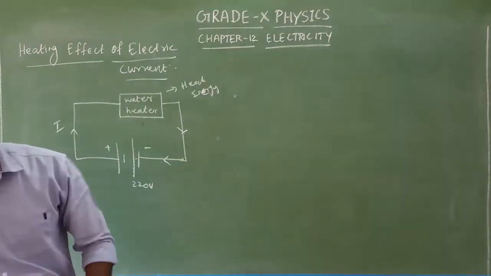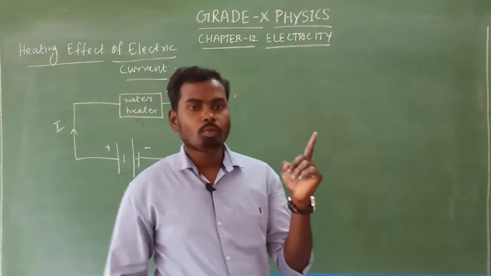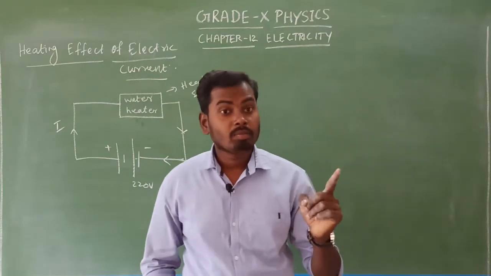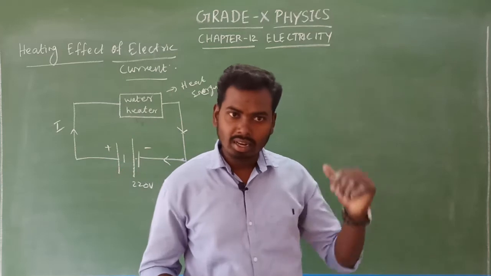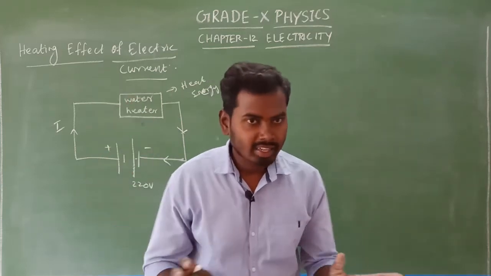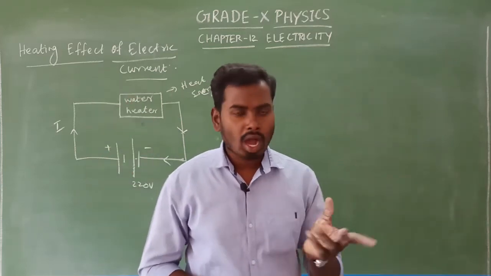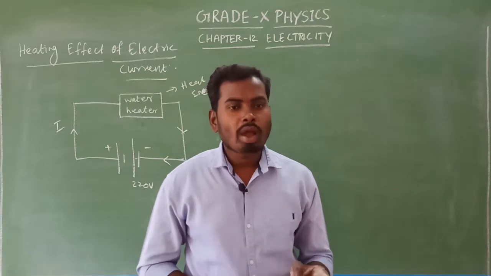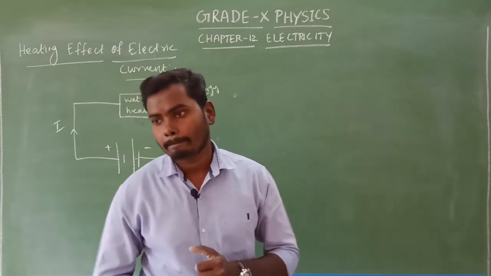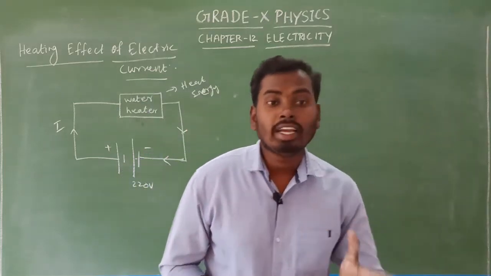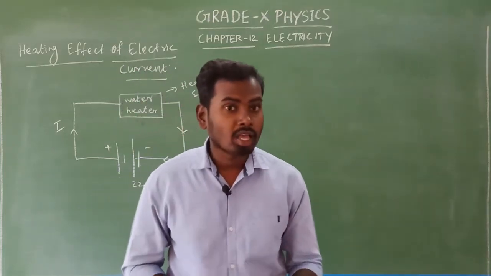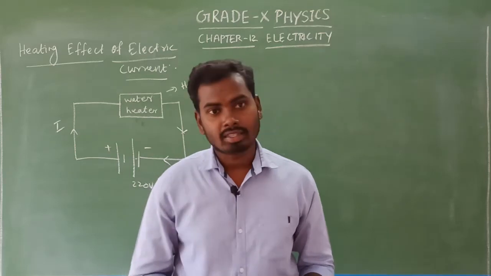So look at here. Already we know if the resistance is more, then the heat produced by the electrical appliance will be more. If the resistance is less, heat will be less, isn't it? Here we have two wires, copper wire and nichrome wire. Which wire has more resistance? You tell me. Yes, of course, nichrome wire has more resistance. Copper wire has less resistance, isn't it?